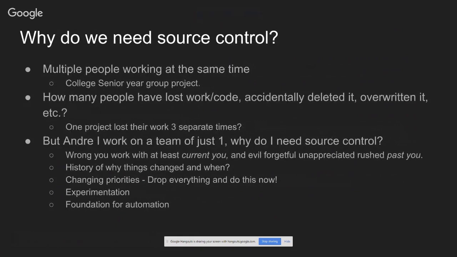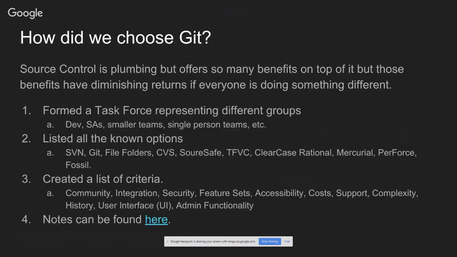Why do we need source control? We mentioned a couple of times people lost work. I've lost work. People have overwritten things. You forget why things have changed. So the why and the history as well. Experimentation. Also, a big part of this is that it's a foundation for automation.